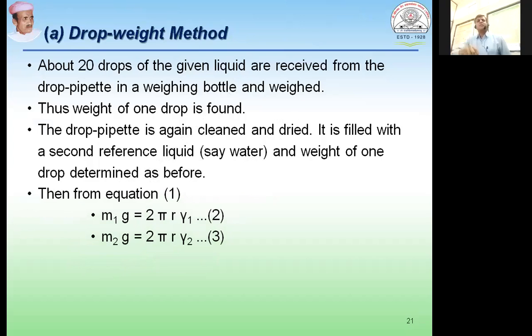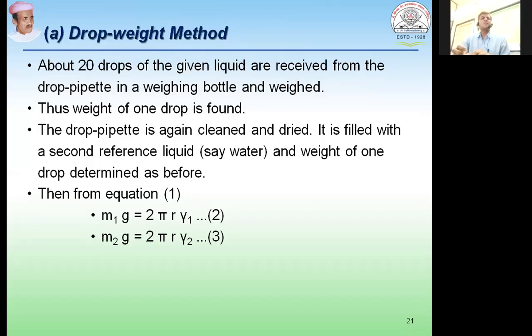Now we know the equation that mg is equal to 2 pi r gamma. That was our equation number 1. From that equation, we can use it for the liquid which is under investigation and the liquid which is a reference one, say water. So for the experimental liquid, it is m1 g is equal to 2 pi r gamma 1. Here m1 is the mass of the 20 drops of the experimental liquid, g is acceleration due to gravity, r is the radius, and gamma 1 is the surface tension which we are interested in determining.